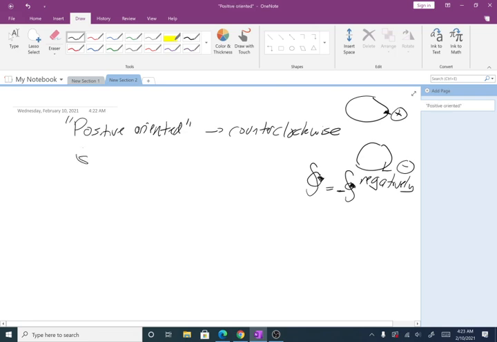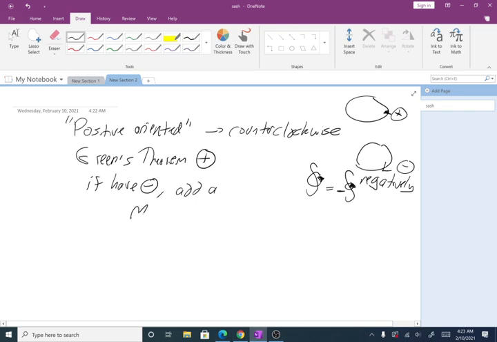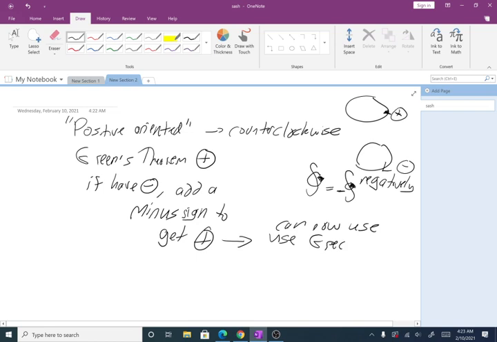And so Green's theorem works for positive. And if you have negative, add a minus sign to change to positive, so that you can use Green's theorem. Okay, so I'm just telling you to keep the minus sign straight.